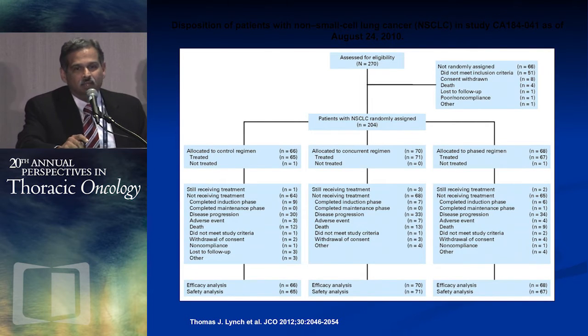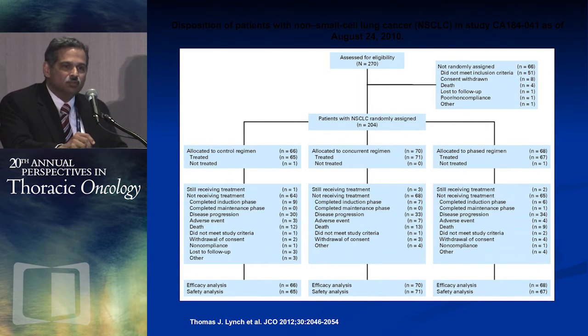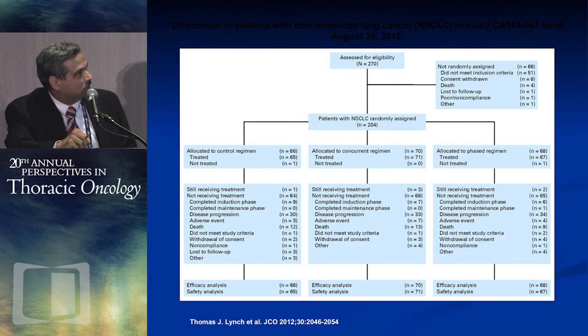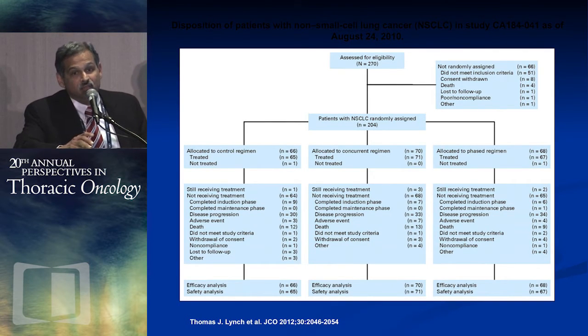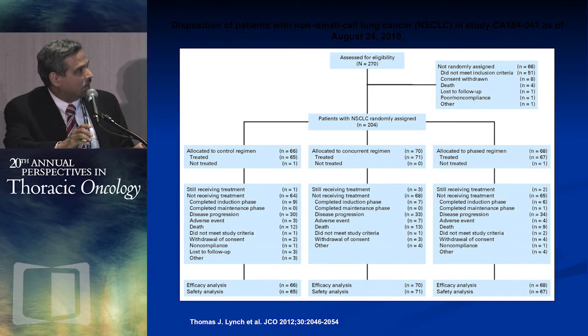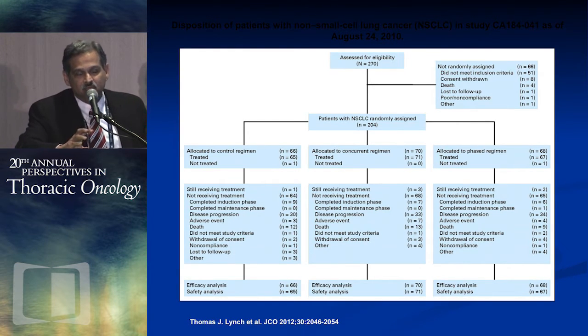So the trial that was done in non-small cell lung cancer of ipilimumab was a randomized phase 2 study, and I'm sure at the back you may not be able to see it very well. This was published by Dr. Tom Lynch in 2012. And patients with advanced non-small cell lung cancer, all histologies, were randomized to carboplatin or paclitaxel as the standard arm. And there were two sort of experimental arms, with one arm being where ipilimumab was started with the first cycle, and the second arm was what was called the phased-in regimen, where the ipilimumab was started with the third cycle.